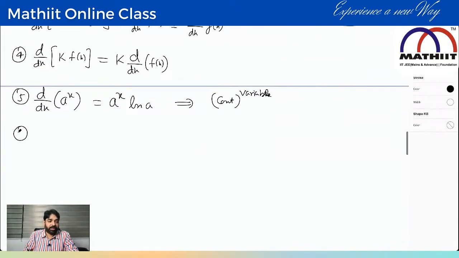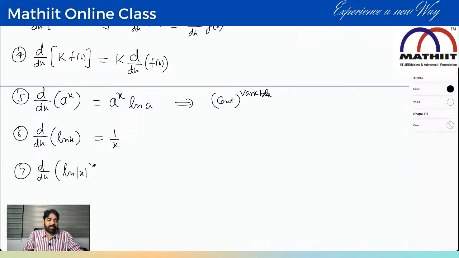Next, the sixth formula. d/dx of ln x is always equal to 1 by x. I'm not putting the condition of the log and all. Of course, this is valid only when x is positive, because log is not defined for negative values. In fact, the original formula is d/dx of ln mod x, which is 1 by x. Either ln x or ln mod x, the differentiation is always 1 by x.